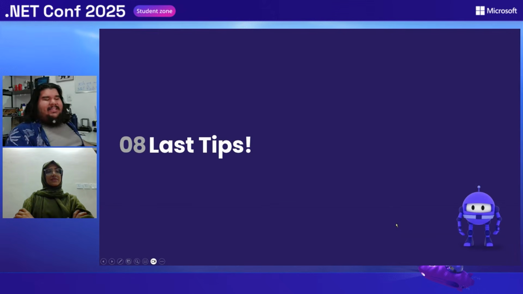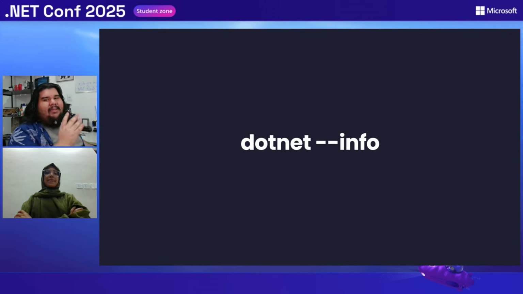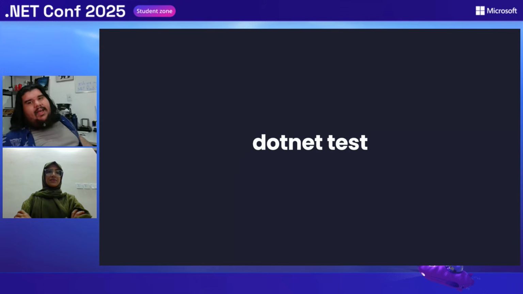Some last tips for the CLI. dotnet --info saves your life. Please take a look at the info on how you build and construct things. Sometimes you don't know how to do things, and you can just use the help flag, dash h, and boom, you get a lot of information, and it helps you a lot. dotnet test as well. You can create a new xUnit test project, but if you want to run the tests only, you can just do dotnet test and boom, it runs all the tests you need.